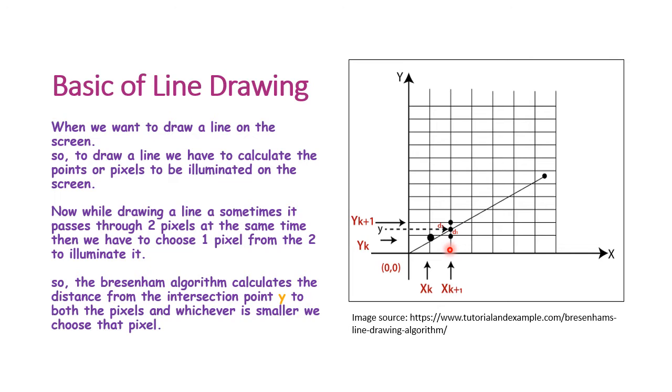So we get here two pixels, that is yk and yk plus 1. So for taking decision, we have to take distances, that is d1 and d2 from intersection point. So the Bressenham algorithm calculates the distance from the intersection point y to both the pixels, and whichever is smaller we choose that pixel.